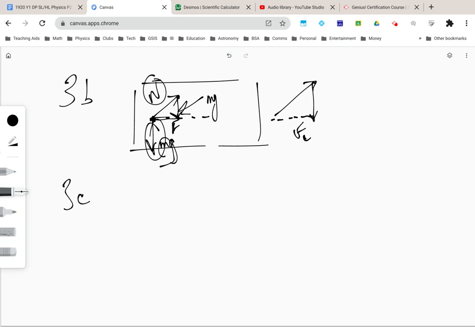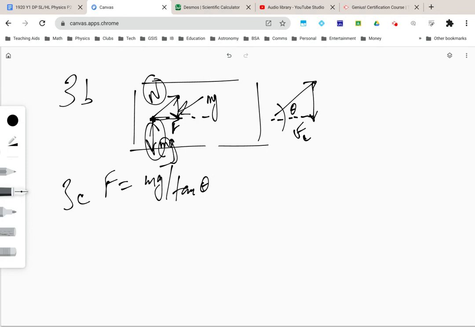3C, this is a show question. We want to show that this force F, Fc, is equal to mg over the tangent of theta. And remember, this was our angle theta.